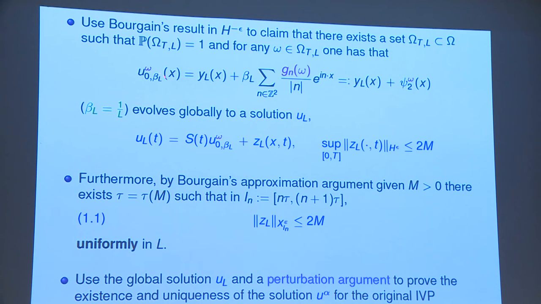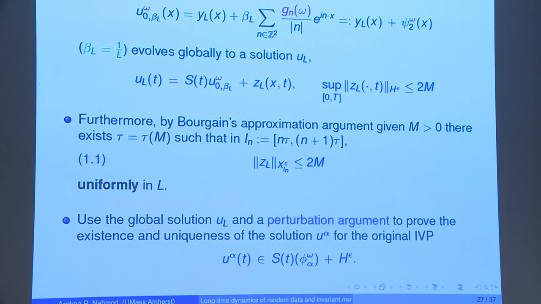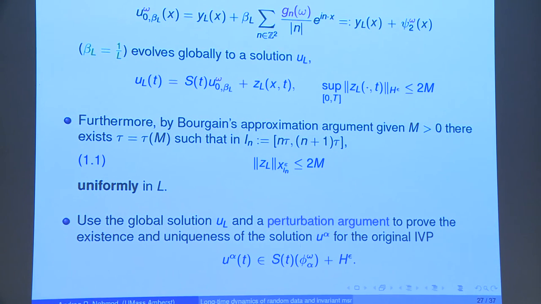And so now you know that this evolves, by Bourgain's result, globally to some solution U_L that has this form, and you have these bounds because Bourgain proved that this is always smoother than where you start. You start here, you end up here. Furthermore, in part of the argument, and I don't want to get into the details, in this iteration argument, this approximation and this iteration argument that I mentioned before, you get as a sort of byproduct of that, these XSB norms with epsilon and b equal to a half.